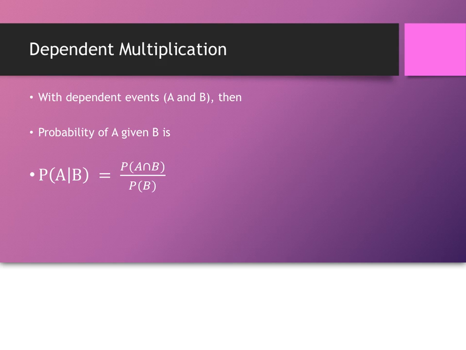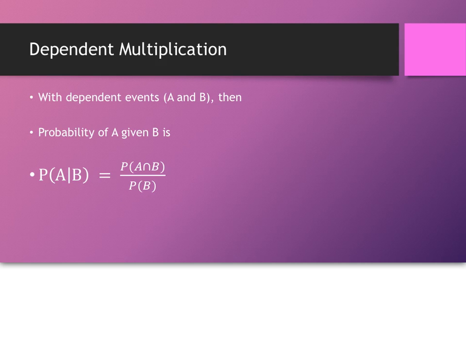Now, dependent ideas work very differently. All right? Now, there's 2 ways to think about this. I tend to like the formula you see here slightly better. All right? Because this is saying that the probability of A given B is the probability of A and B happening divided by the probability of B.